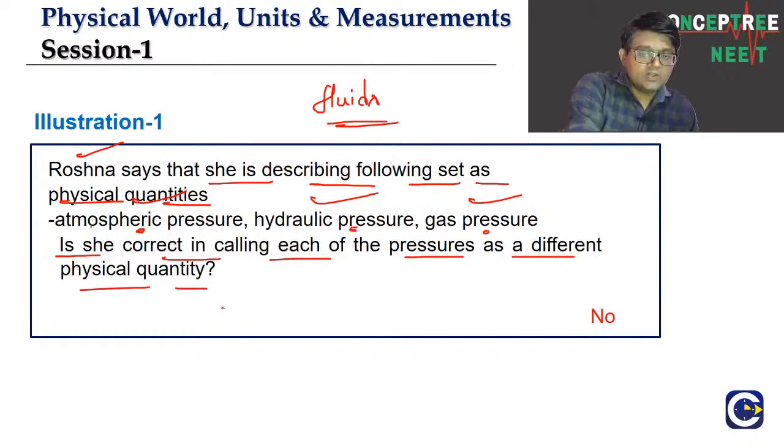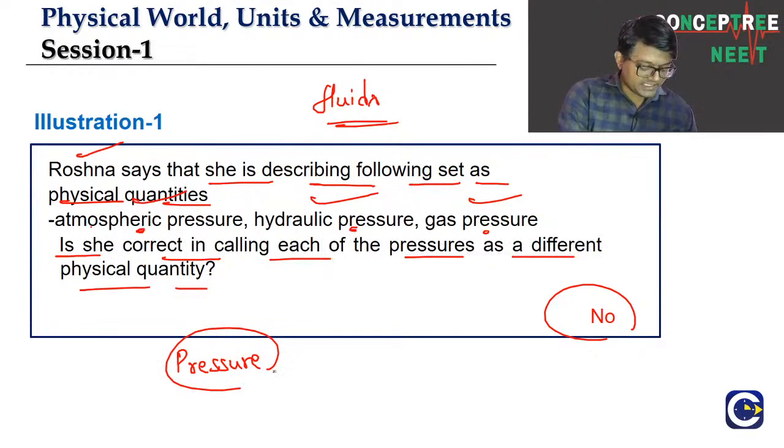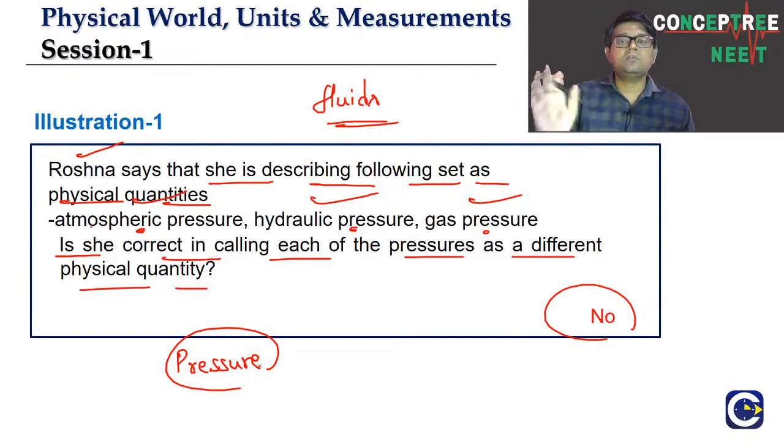What is the answer? No. Why? Because all of them are referring to the same physical quantity. What is it? Pressure. One physical quantity. So there are no multiple physical quantities. Pressure may be created because of the atmospheric effect. Pressure may be created because of the fluids, and we call it hydraulic pressure. Pressure may be created by the gases, and we call it gas pressure. But all of them are referring to the same physical quantity, which is pressure. Clear?